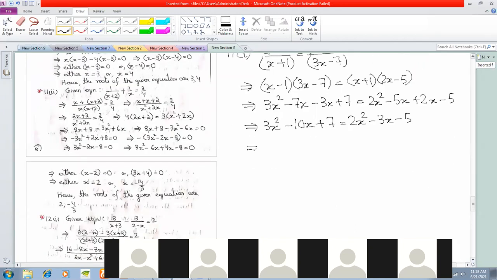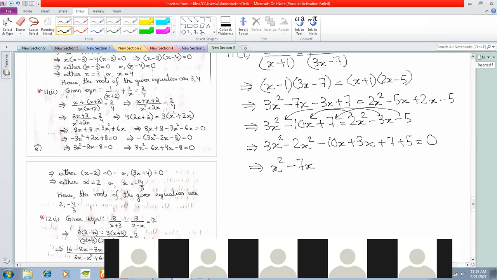Now you take all the x square on one side. From 2x square comes from this side to this side. You get 3x square minus 2x square. Minus 3x come from this side to this side. So you get minus 10x plus 3x. Minus 5 come from this side to this side to get 7 plus 5. And you make the right hand side 0. So you're getting x square minus 10 plus 3 is minus 7x. And 5 plus 7 is 12.